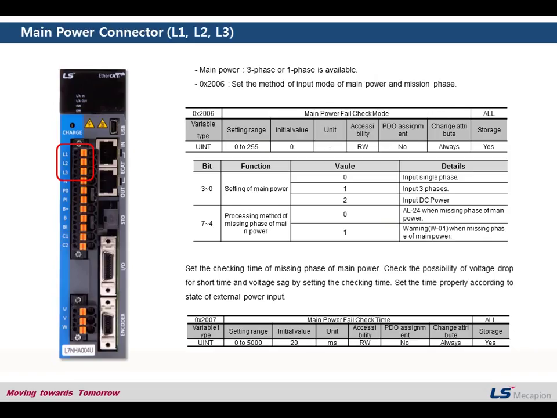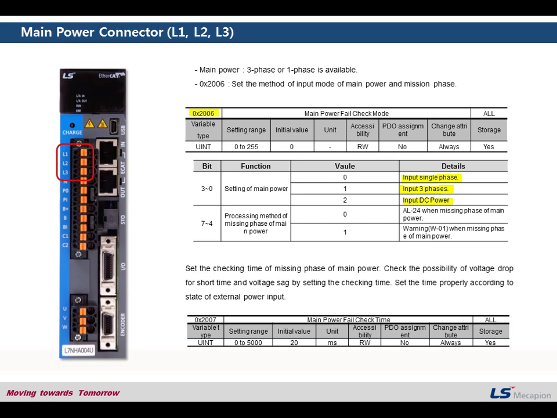Before we finish this session, let's check some parameters to set main power input. As we have noticed, you can use this drive for 3-phase and single phase also. However, to use various power input, we need to set correct parameters. By setting 2006, we can set the main power such as single phase, 3-phase, and DC power.